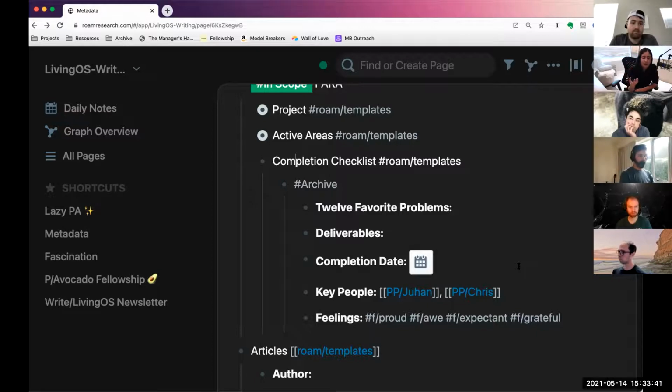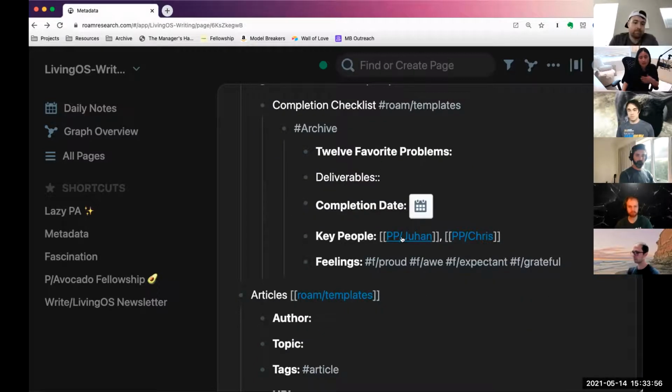So when I finish a project, I usually use this completion checklist template, and it will automatically assign an archive. I can pick the 12 favorite problems, which you have seen, and say what are some of the problems that the project has solved. I will link the deliverables or the PDF. I will set a date, and I will write the key people, which is my team and my husband here. And I will also write about feelings, because this is another place where I play with schema. I really love to analyze how I feel and when I feel. So I usually link a couple of feelings I have when I am completing something big or small.